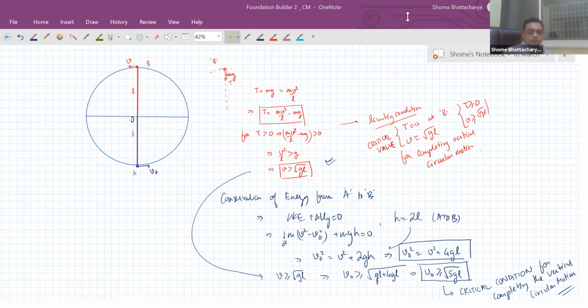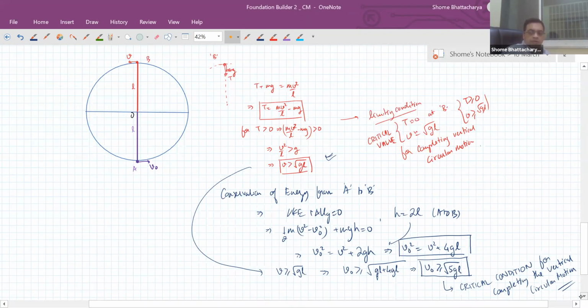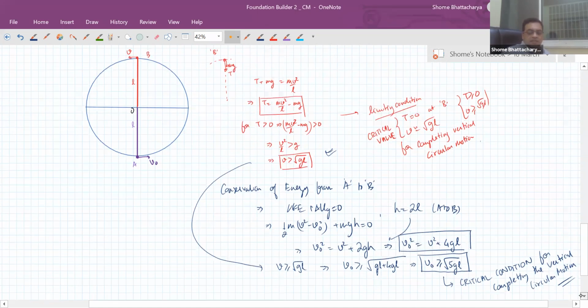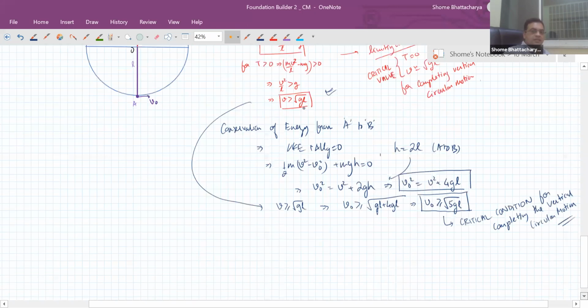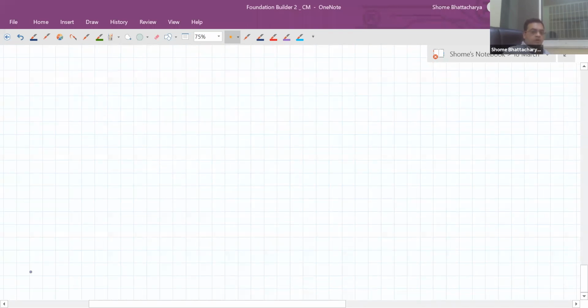Okay, so once we are through with this derivation, now we can sort of understand this as different categories or different cases of this vertical circular motion kind of path.